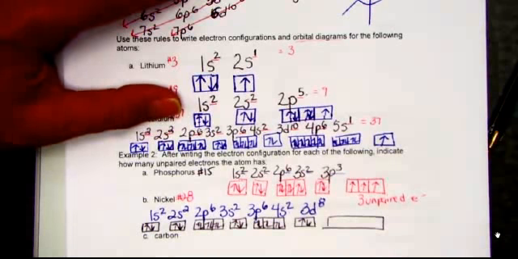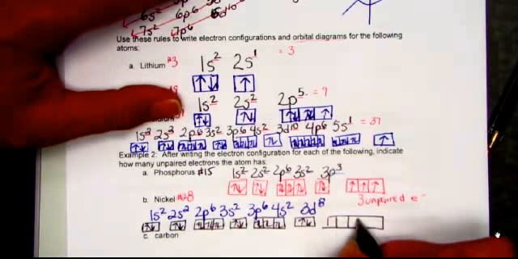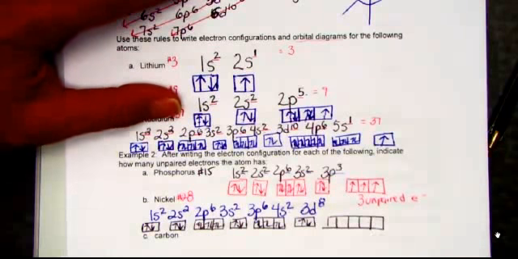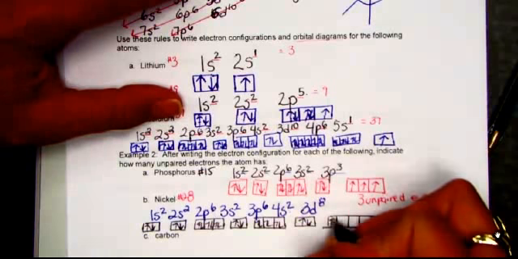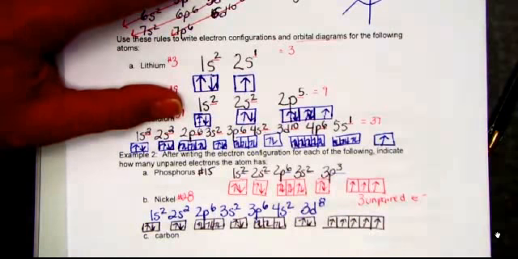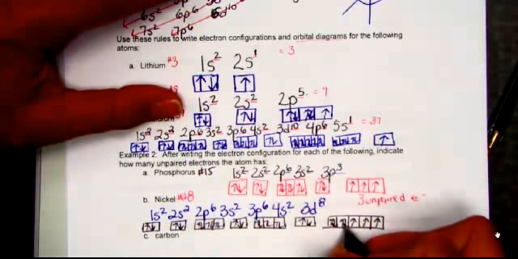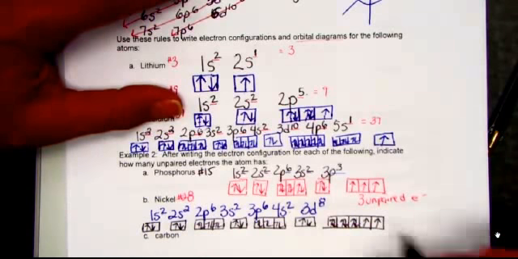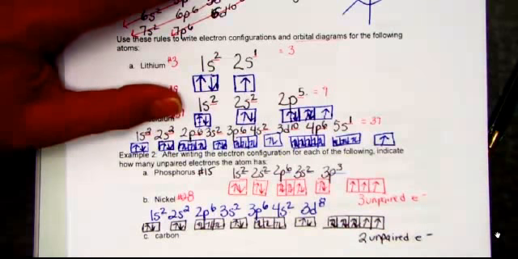5 spatial orientations, 5 degenerate orbitals. 1, 2, 3, 4, 5 degenerate orbitals. I place 1 electron into each orbital first, all spinning the same way. Then I go back and give a partner. There are 2 unpaired electrons in a nickel atom. These 2 in the third d sublevel are unpaired.